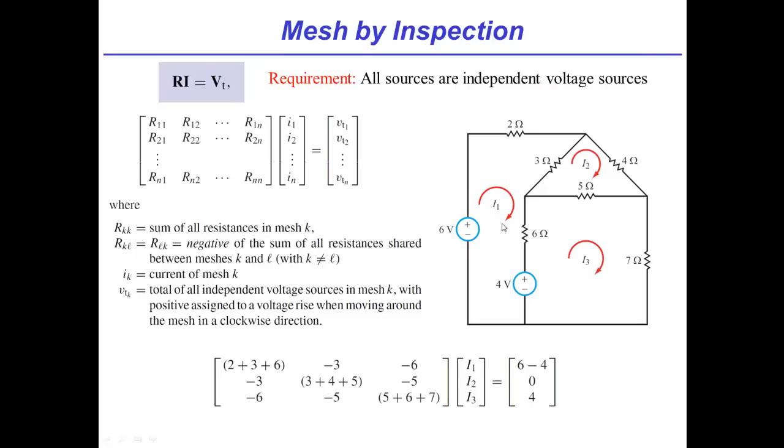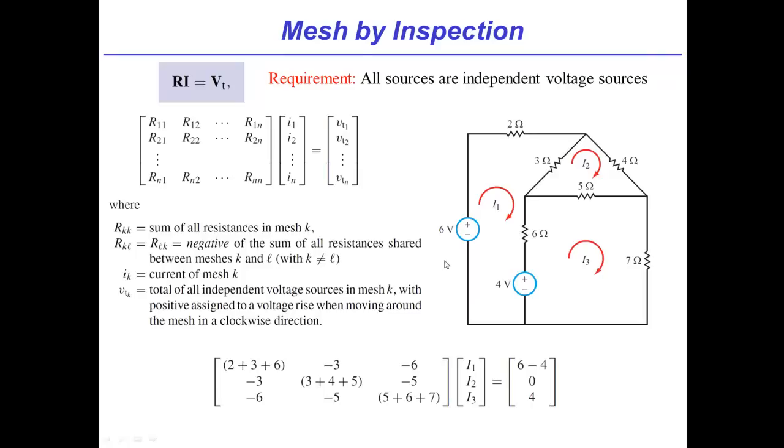And again, if you look at meshes 1 and 3, they share only the 6 ohm. So you get a -6 there and a -6 there. And if you look at mesh 2 and mesh 3, they have this 5 ohm resistor in common, -5, -5. So we're done. And now the forcing function part, or the part of the forcing vector. That's the total of all the independent voltage sources in the mesh, okay? With positive assigned to a voltage rise when going clockwise.